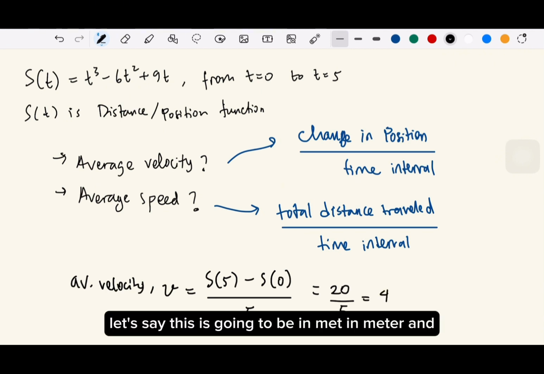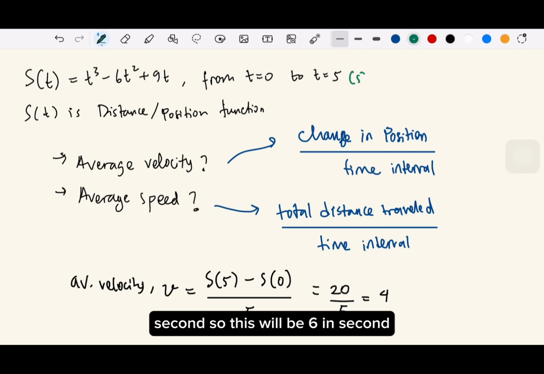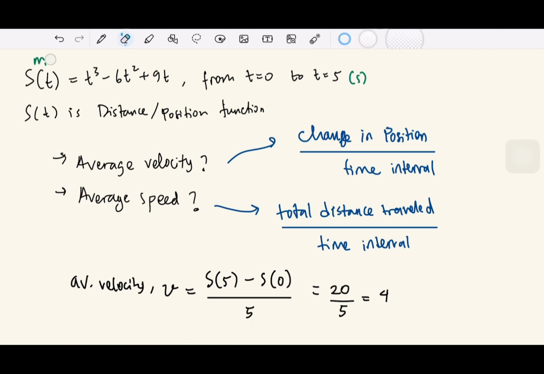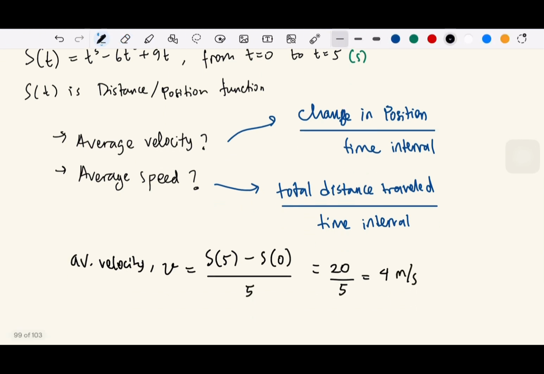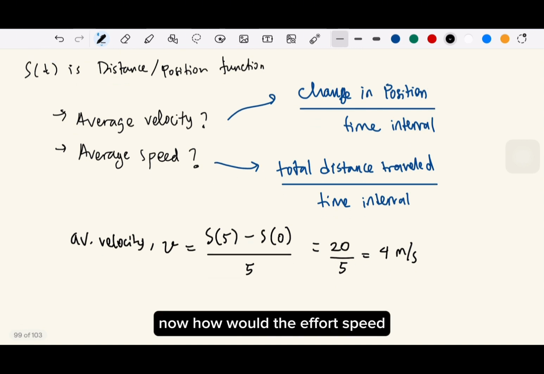Let's say this is going to be in meter and second. So this will be in second. This will be in meter. So we are going to have 4 meter per second. Now, how about the average speed?